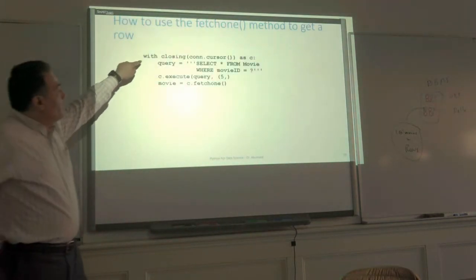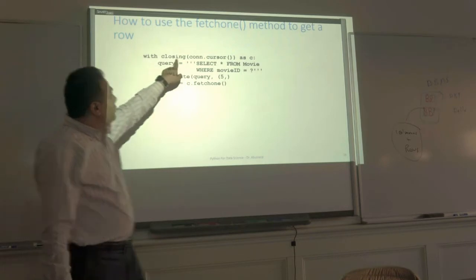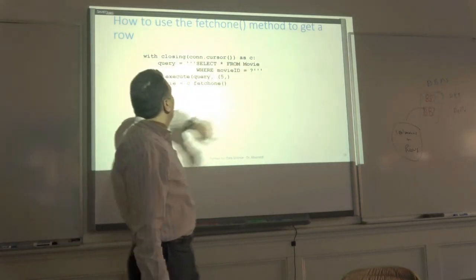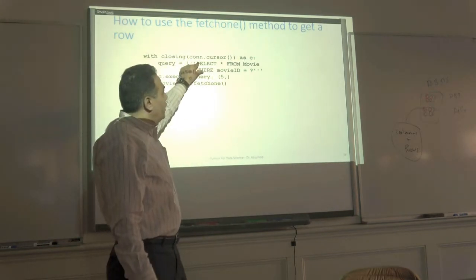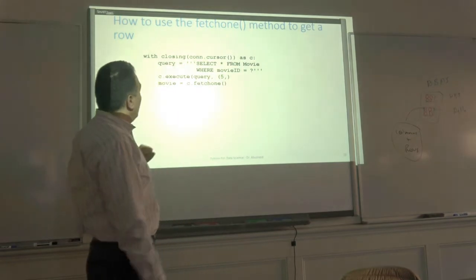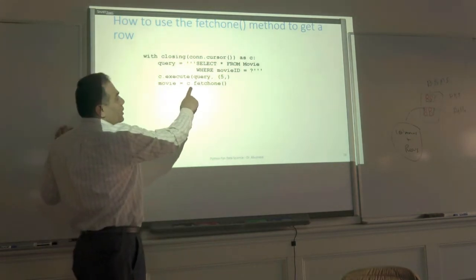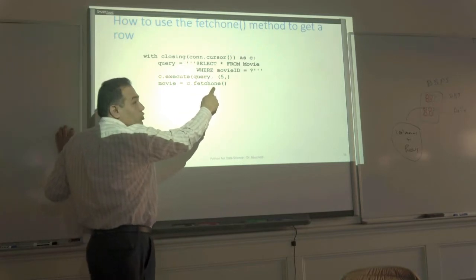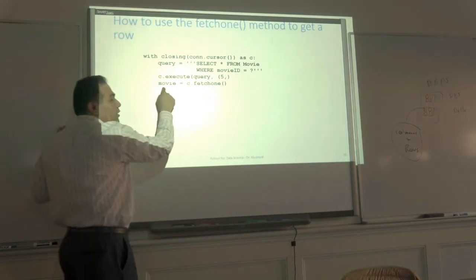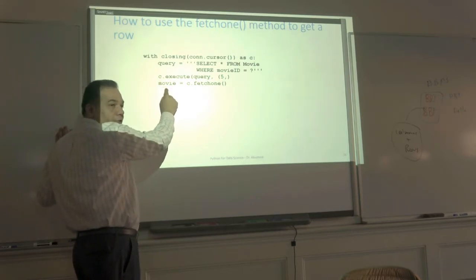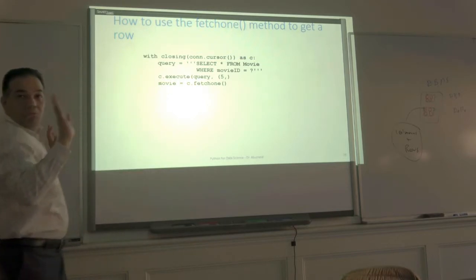So look here. With closing, so in here, connect, cursor. I'm creating a cursor and naming it C. Query: I create a query with one variable. Then executing the query. So in here, what am I doing? The query fetch one. So I'm fetching the first record and saving it where? In movie. What is movie? It's a list. I got it into my list.